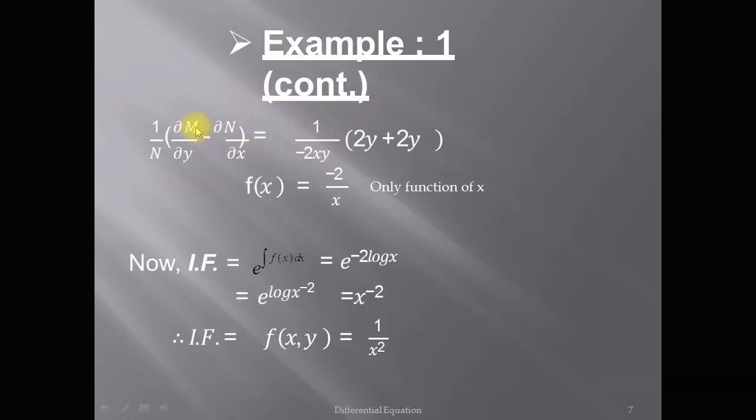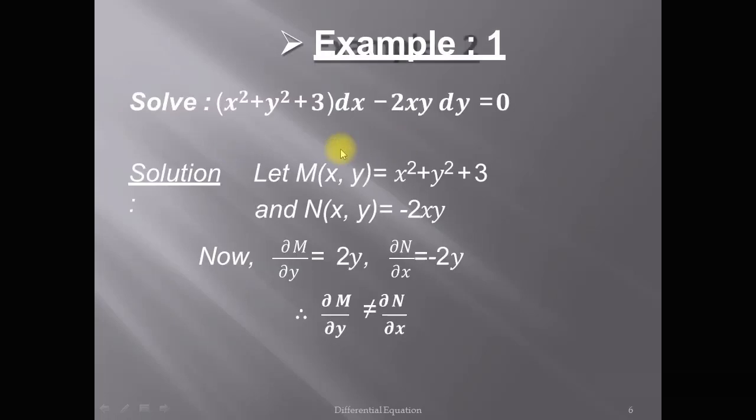First of all, subtract partial n by partial x result from partial m by partial y, and then divide the result by n. The result of partial m by partial y is 2y, and the result of partial n by partial x is minus 2y. Go back to the previous slide.